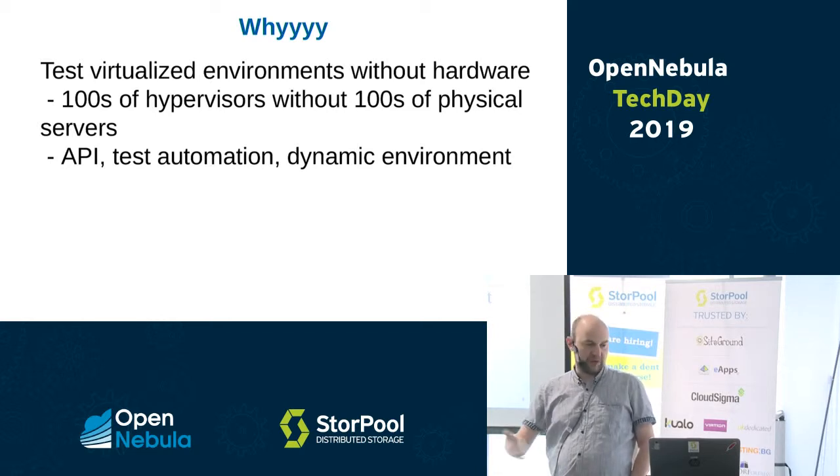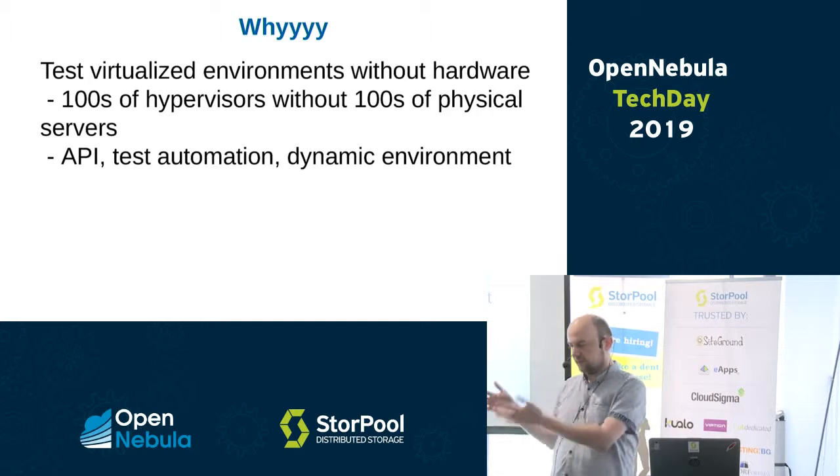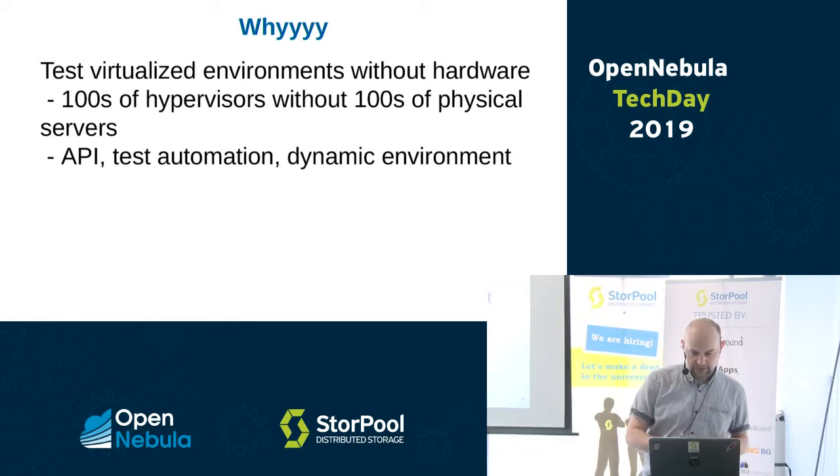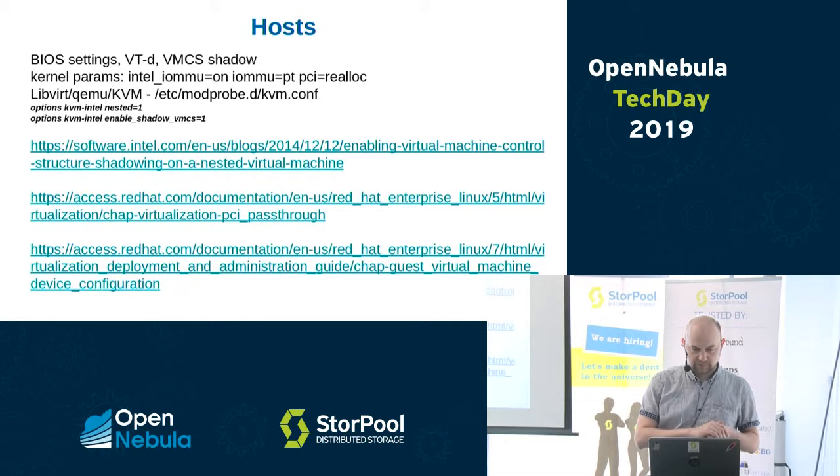And so this is one reason: instead of having physical servers, have a much smaller number, a cheaper environment in which we can test hundreds of hypervisors, right? And the other reason is easier automation, control through an API, etc. In a physical environment, it would be a lot harder to do that. So how to do that?